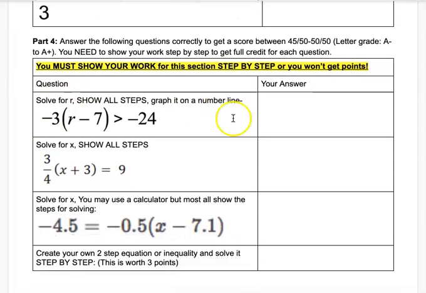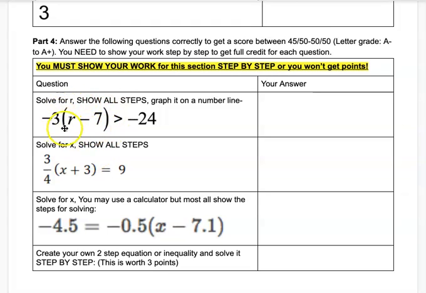Part 4 is where it gets kind of hard, and so I can understand if you're a little confused on part 4. So I'm going to walk you through it. So it says solve for R and show all steps. So we have this really confusing problem here, but it's actually not as confusing as you think. So there are 2 ways to solve this. You can either distribute -3 to the R and to the -7. I think that's the harder way, personally.